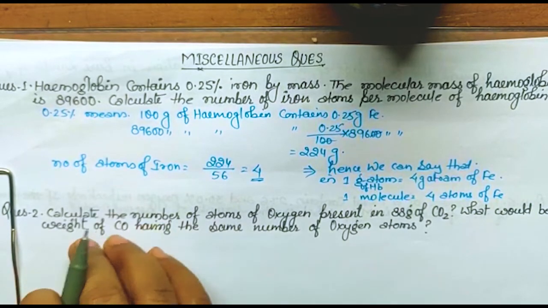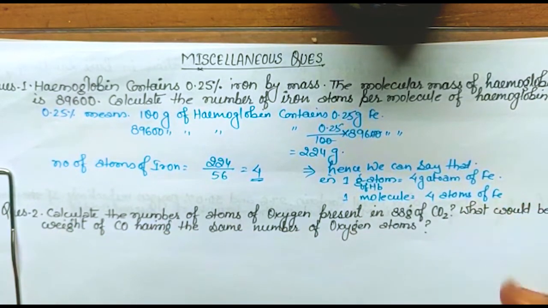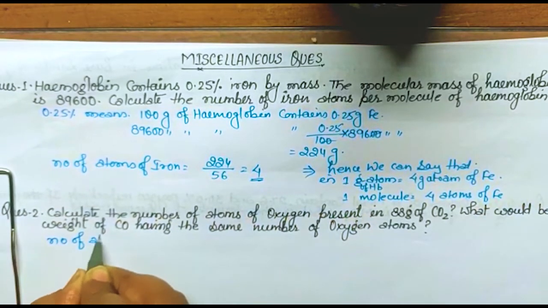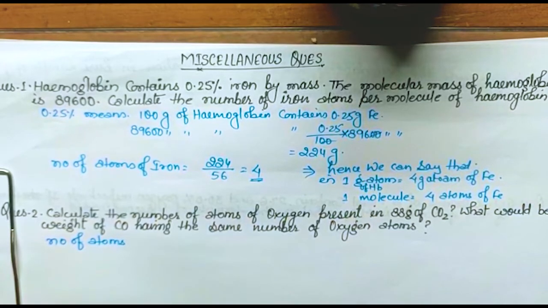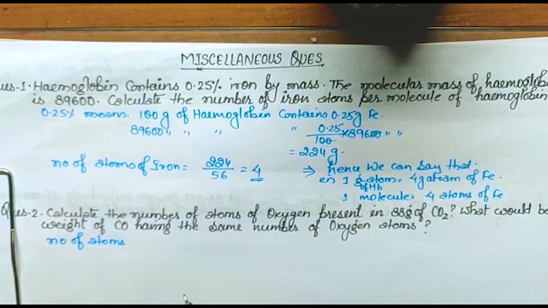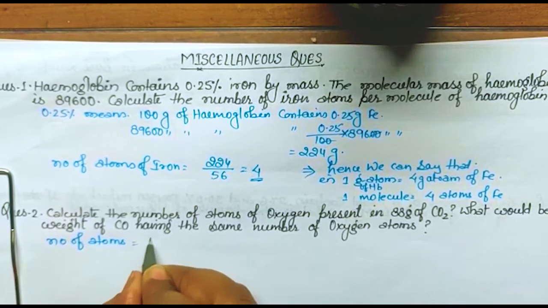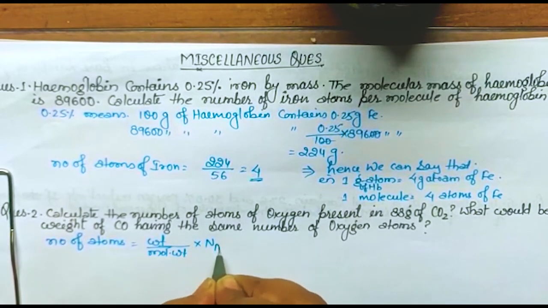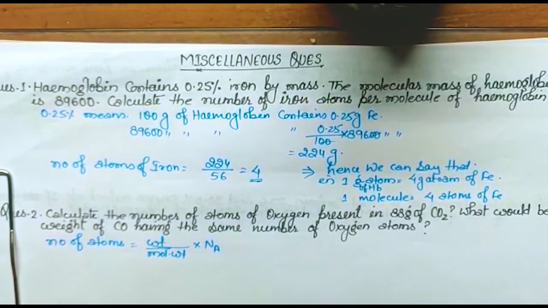So first, let it just wait. We will do the second part afterwards. Let me do this first part only. Number of atoms. We know the formula, and as I said, before solving any numerical you are supposed to write the formula, isn't it? So first we will write the formula and then we will solve. The number of atoms is equal to given weight upon molecular weight into Avogadro number. Okay, any doubt?